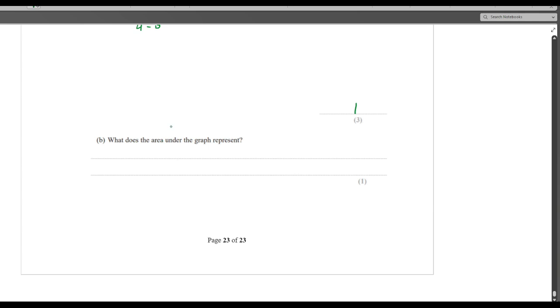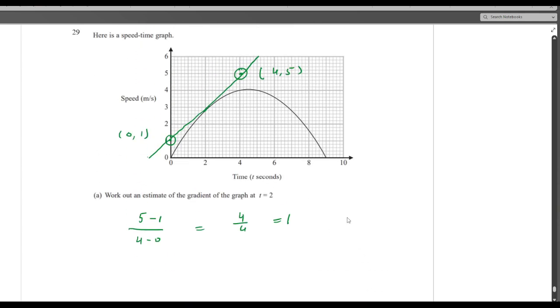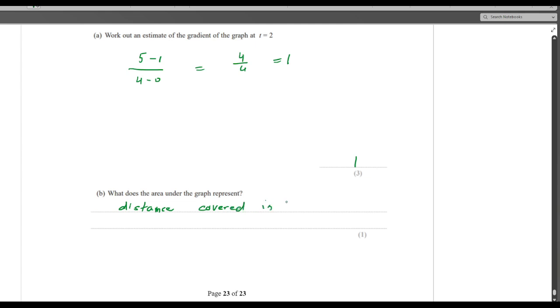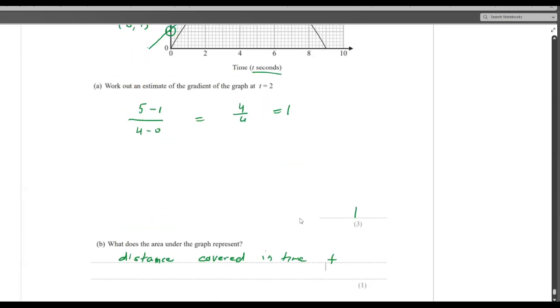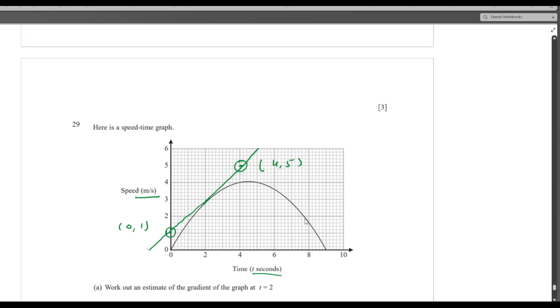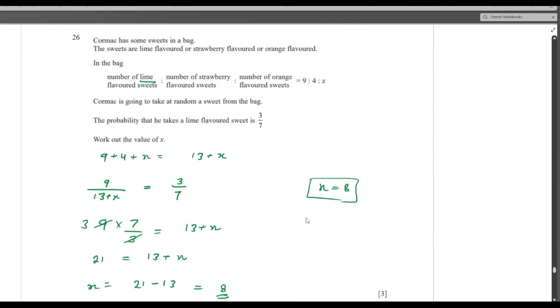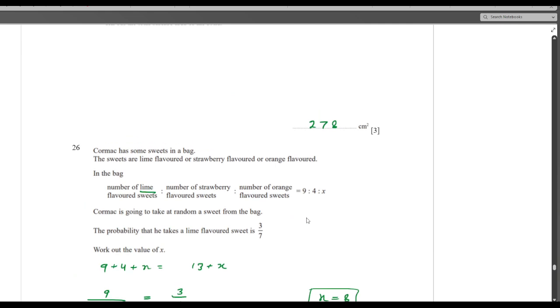What does the area under the graph represent? For a speed time graph, if I multiply speed with time, I will get the unit as meters. So what is the meter? Meter represents distance covered. So the area under the graph represents distance covered in time t. Whatever time we have, in that time, this is the distance covered. So this is your last question from this practice paper, a good exercise for a non-calculator paper.